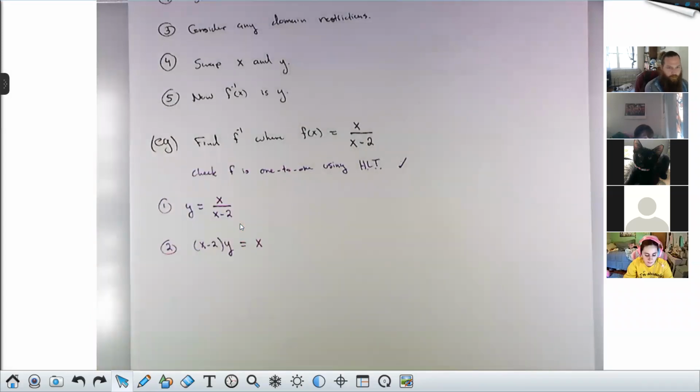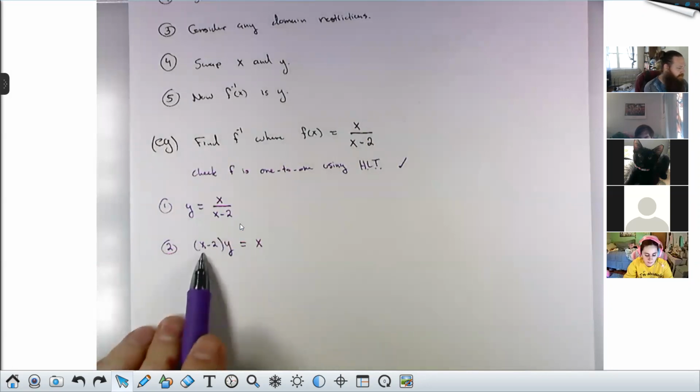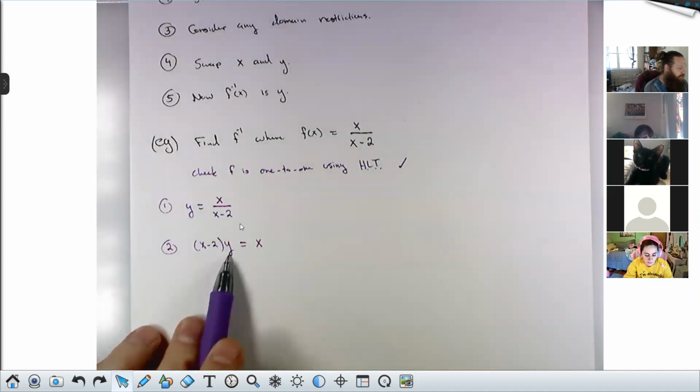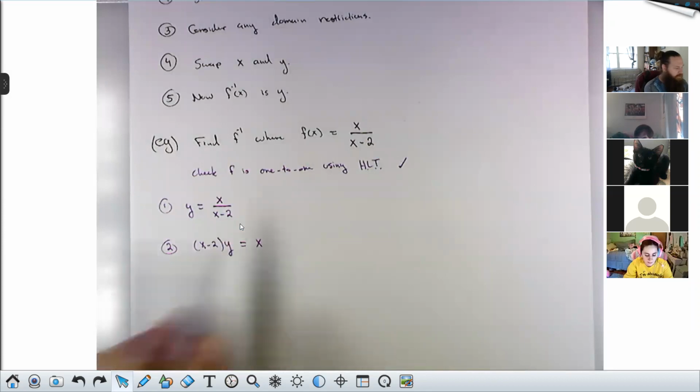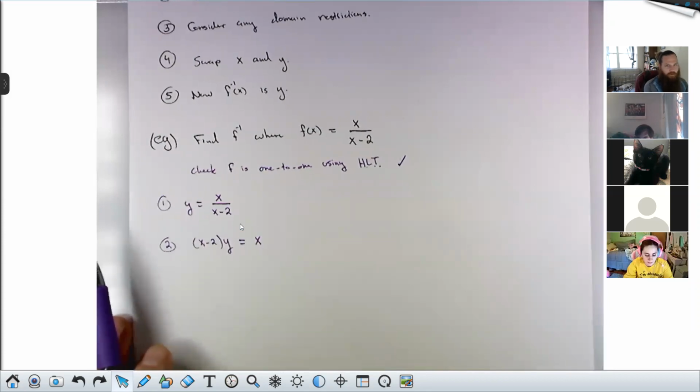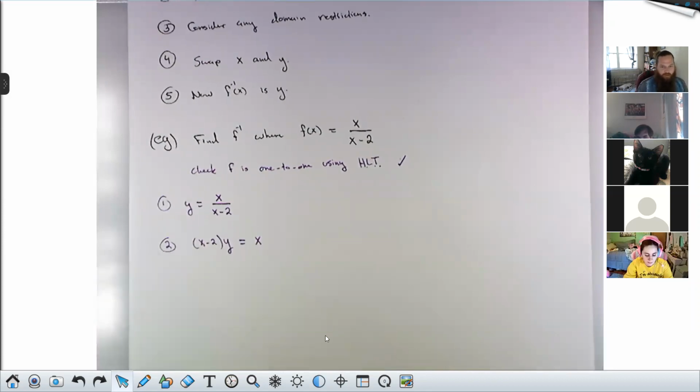So this is the first step. Now there's an x over here, and it's attached to a y, because this y needs to distribute. And there's an x over here. My goal is to get every term with an x on one side and every term that doesn't have an x on the other side.